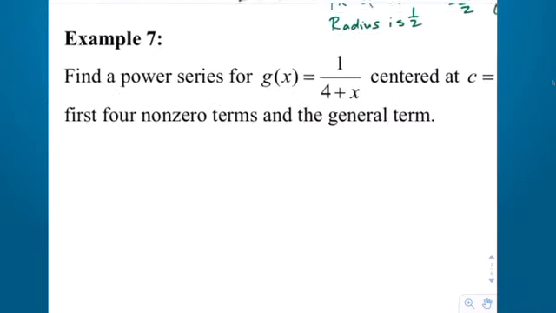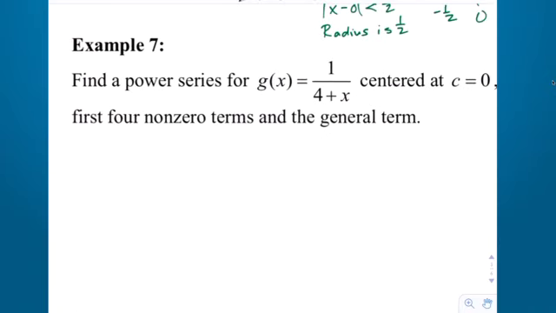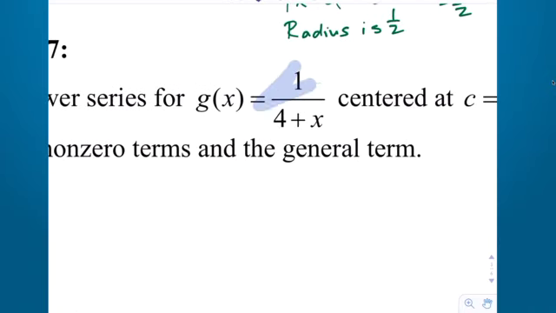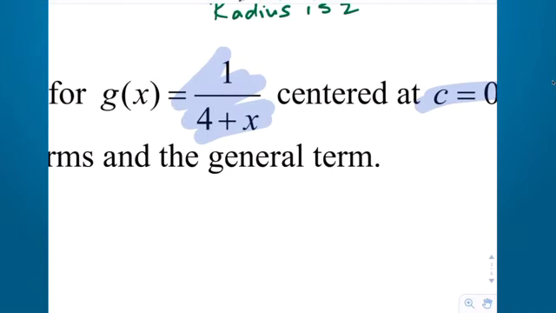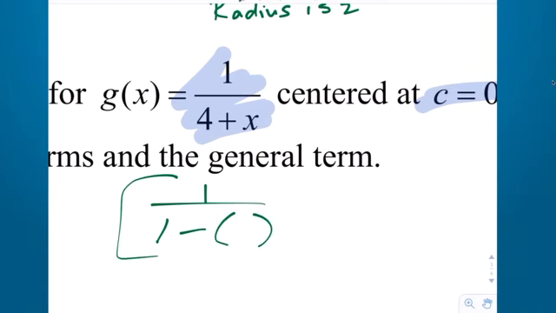Okay, let's do number 7 here. Let's see if we can at least get it set up. Find a power series for 1 over 4 plus x centered at 0. Now remember, if we're going to modify it, we have to get it to look like 1 over 1 minus something. And it could be multiplied by something as well. So how am I going to do that?